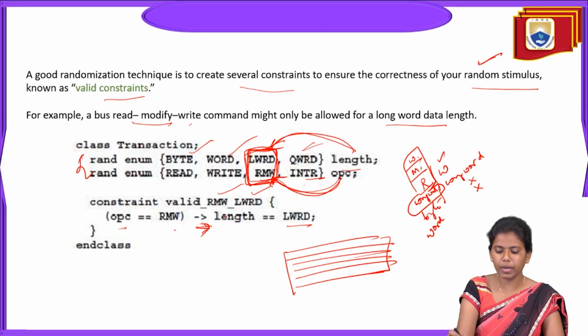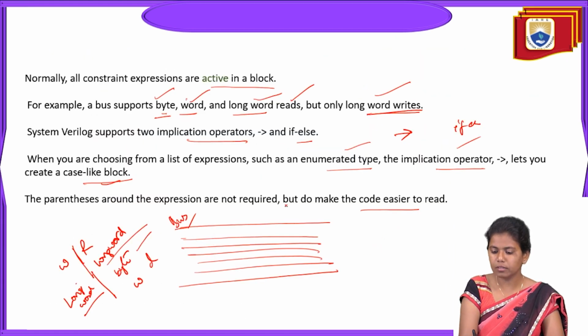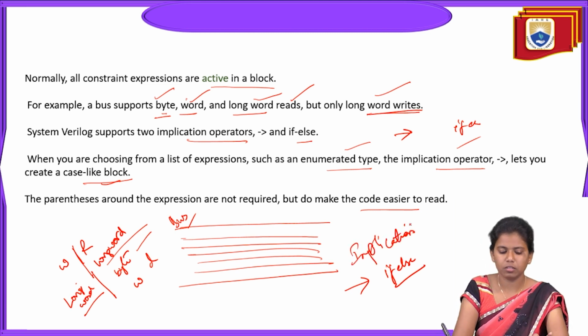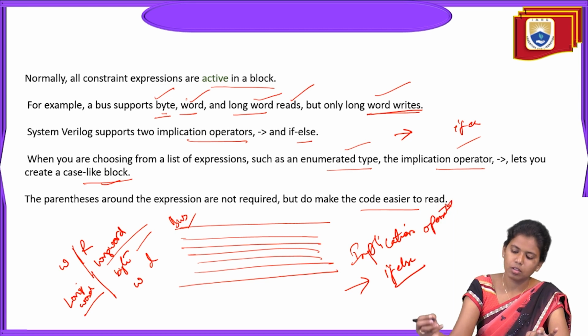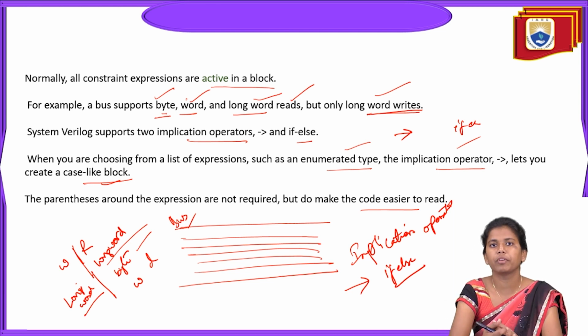If you observe this operator, somewhere around here we have discussed this operator. See, implication operators. SystemVerilog supports two implication operators: implies, this, and if else. So these are nothing but the implication operators. These implication operators, relational operators, and logic operators will help us pick the random variables from the constraint block.